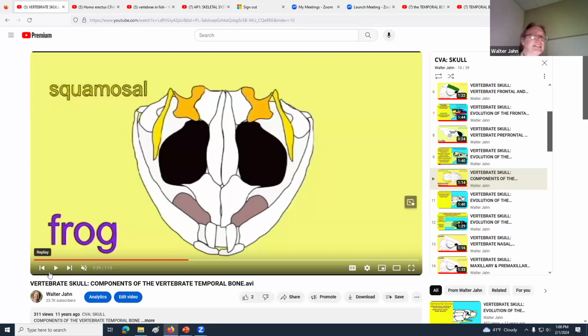So there are pieces of the temporal bone, which in other animals are separate bones. All right. So there's a squamosal bone. There is a petrosal bone. Now that means nothing to you, and really that's okay. It means nothing to most people.